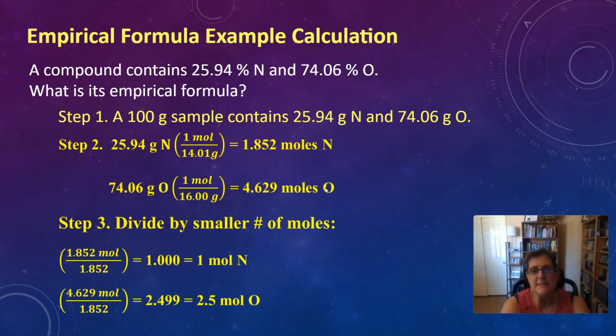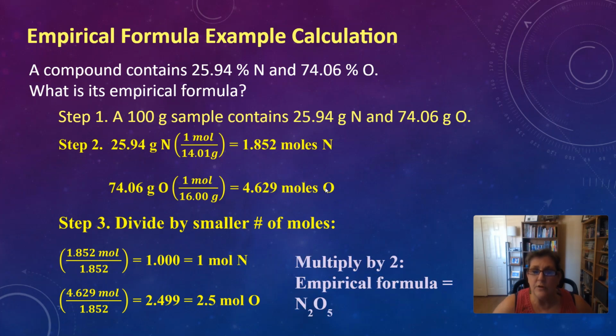We're going to need to double both of them, double them. So multiply by 2. That will give us 2 N's and 5 O's. That's our empirical formula, N2O5. Again, rewind this and watch it again if you need help. You're going to need to be able to do one of these on your exam. Again, these are empirical formula calculations.